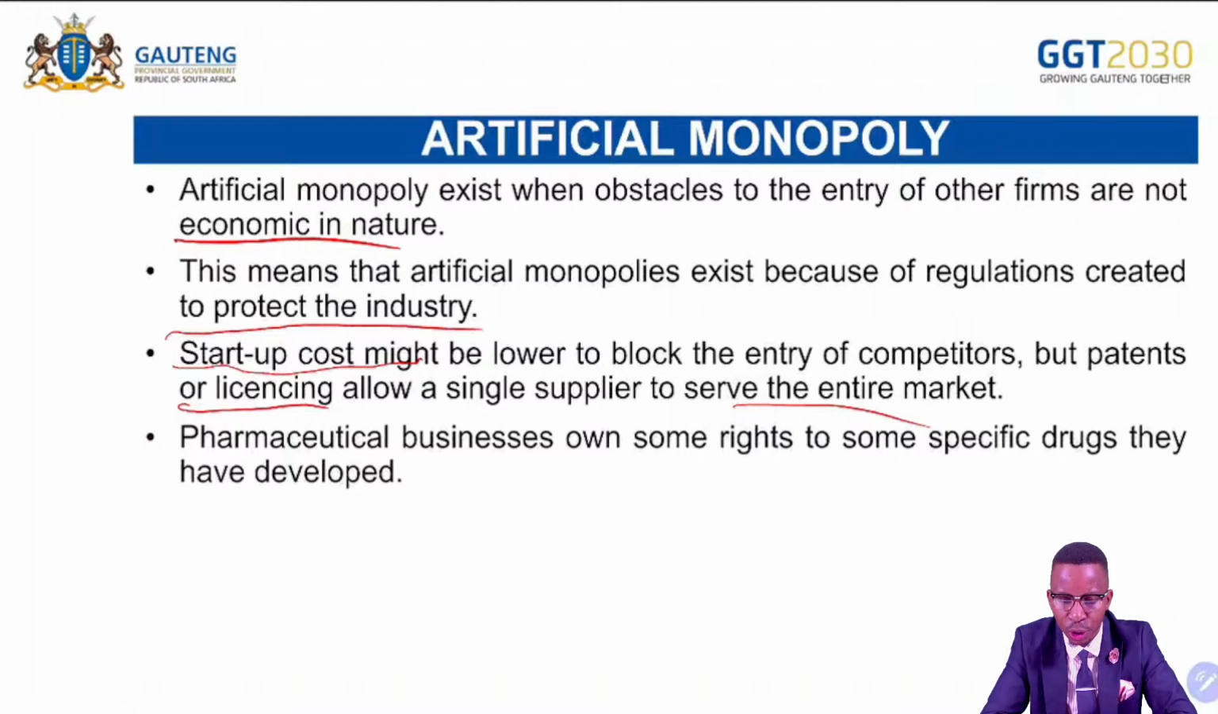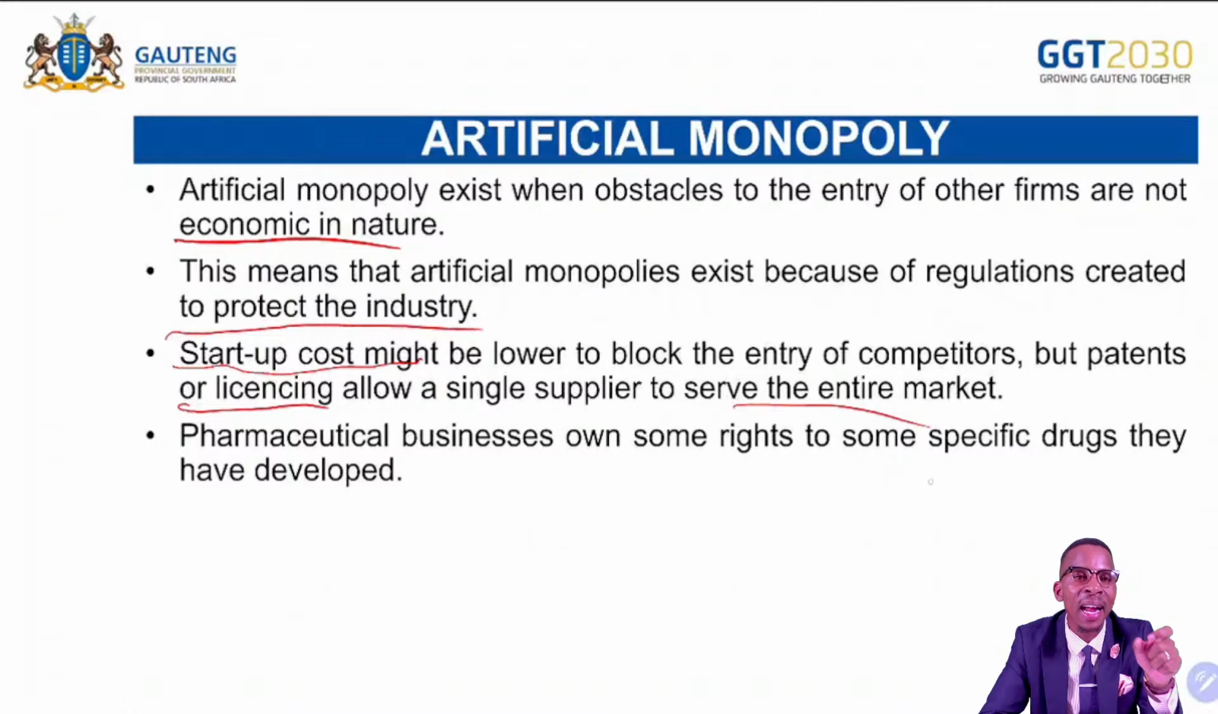Then pharma businesses own some rights to specific drugs they have developed. So there are patents or licenses that have been granted to private pharmaceutical firms on the drugs that they have developed. That alone blocks other pharmacists from producing that drug, because the patent allows that firm to be the only producer of this particular drug.